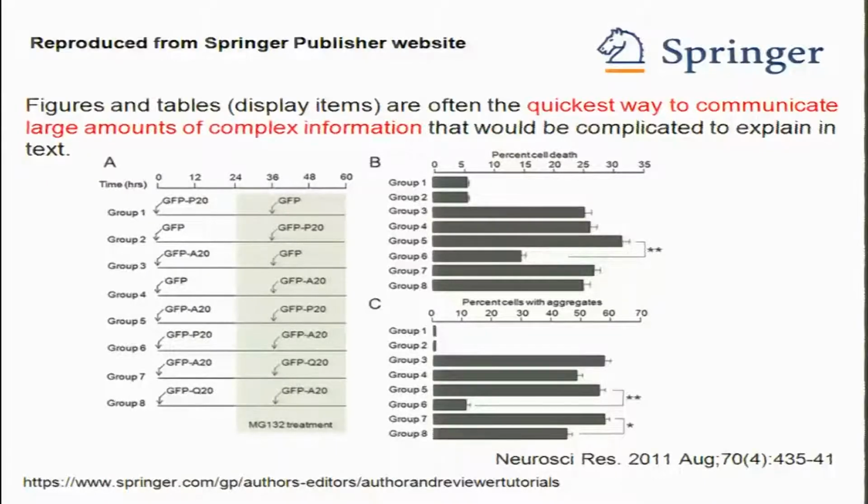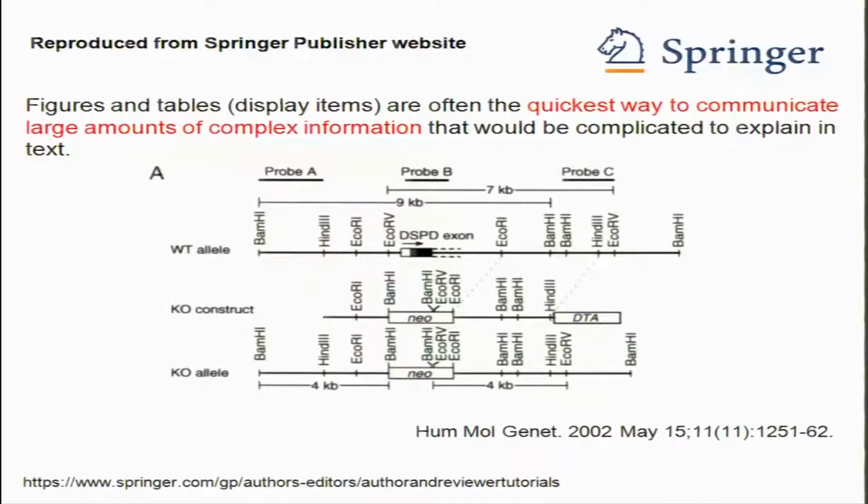So, these are all schematics, these are all data points converted into bar diagrams, these are all statistical analyses, everything comes in one place to explain what you have done. So, that should be the approach you should take when you want to explain your complex data with the help of schematics, bar diagrams and so on. I will give you one more example of how complex data can be presented as a figure.